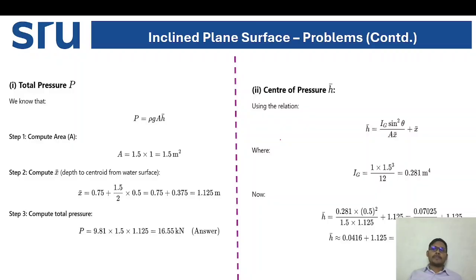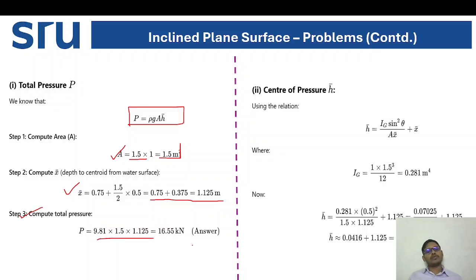Inclined plane surface, total pressure P. We know that P is equal to rho g A H bar. The area is 1.5 into 1, that is 1.5 meter square. And the depth of the centroid: 0.75 they have given, plus 1.5, that is the depth, by 2 into 0.5. Then you will get 1.125. Computing the total pressure: 9.81 into 1.5 into 1.125, that is 16.55 kilonewtons.